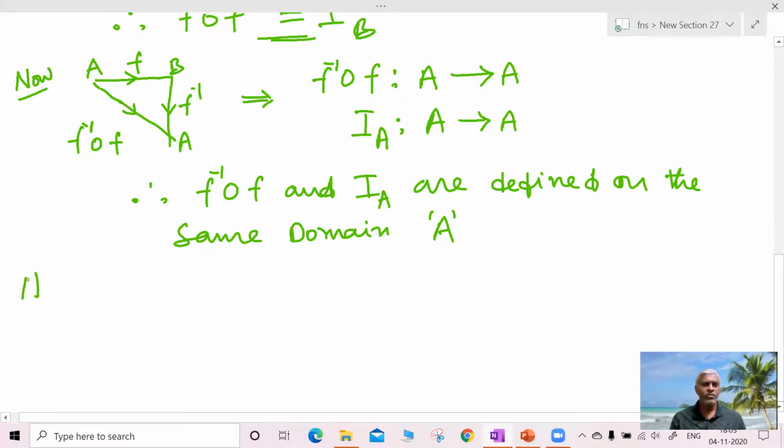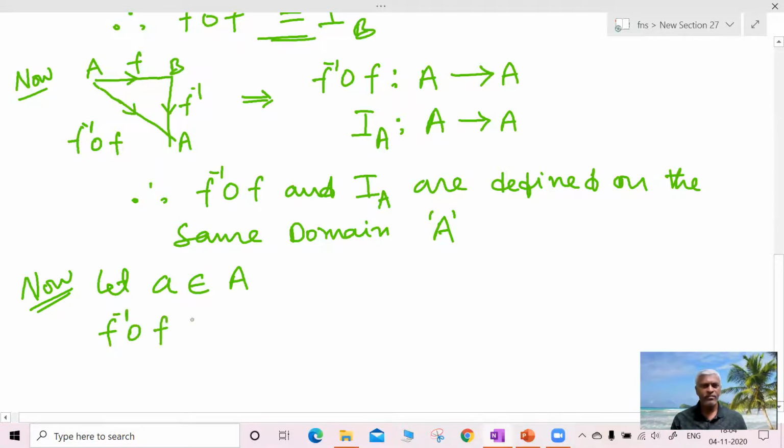Now we have to prove the range. The domain is A, so we take an element in A. Now let an element a belong to A and find the range for this element.